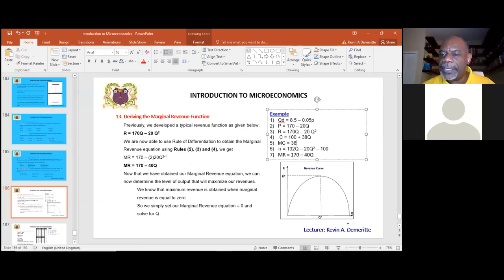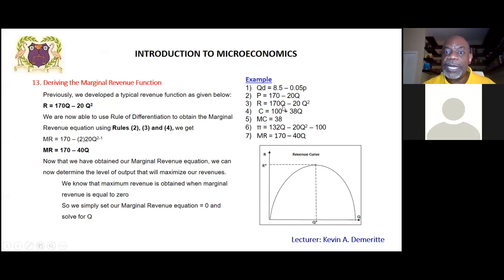Because rule number 1 says that we eliminate 100 because a constant all by itself doesn't have a slope because it can't change. And rule number 2 says if you have a constant in front of a variable, the slope is just the constant. So the slope of our cost function is what we call marginal cost. The slope of our revenue function will be what we call marginal revenue. The slope of our profit function will be called marginal profit.